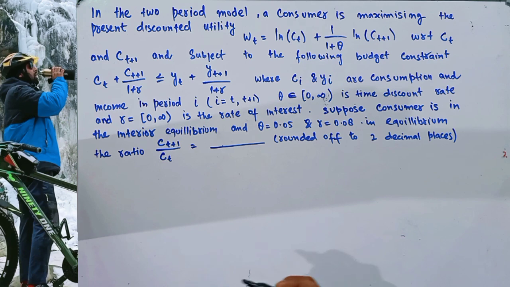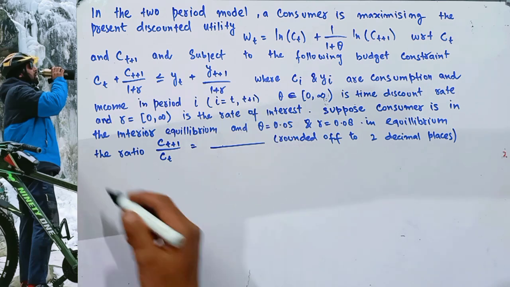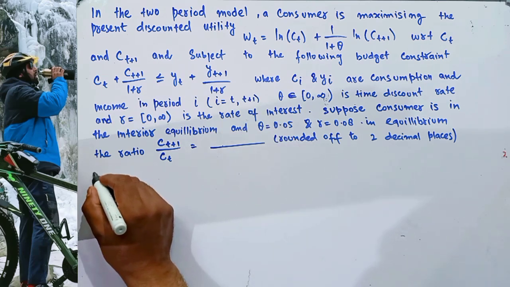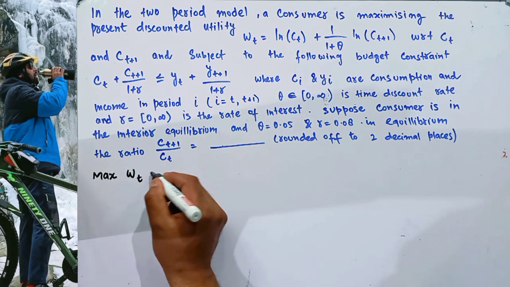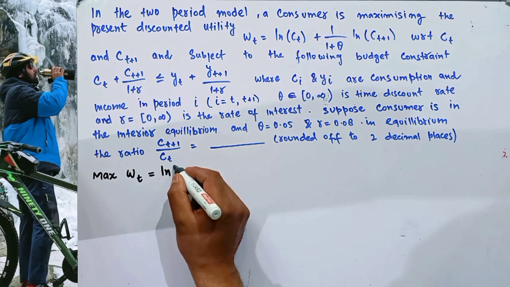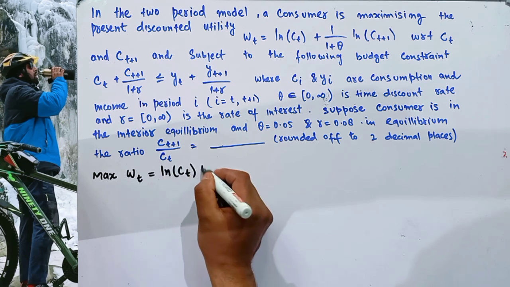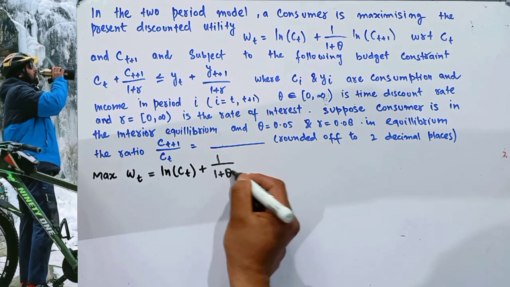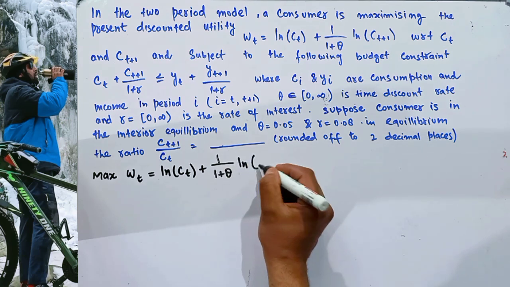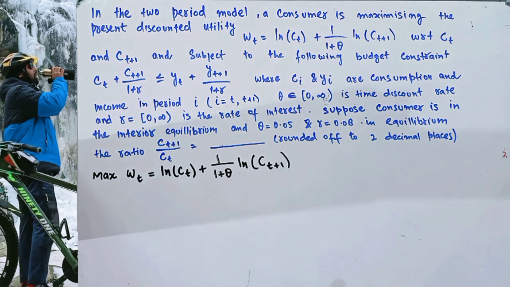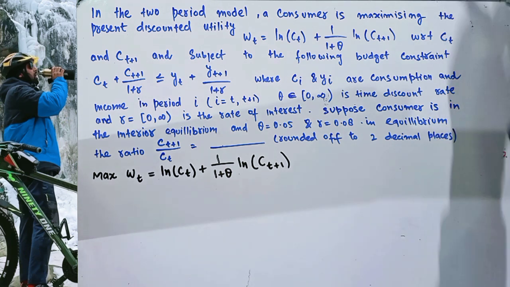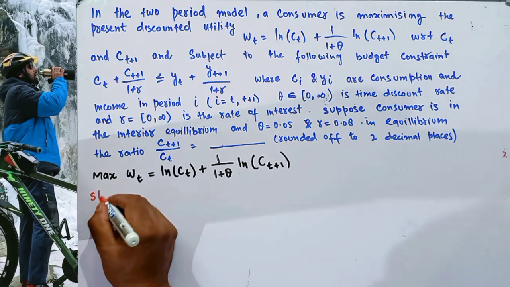So what is our endeavor here? We want to maximize this utility function subject to this budget constraint. So what exactly we want to do? We want to maximize W_T is equal to ln of C_T plus 1 divided by 1 plus theta times ln of C_{T+1}. We want to maximize this utility function subject to the intertemporal budget constraint.